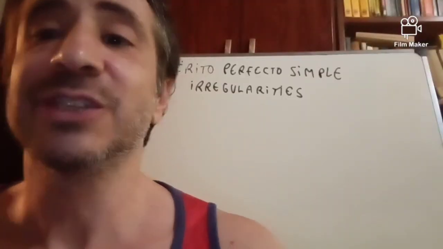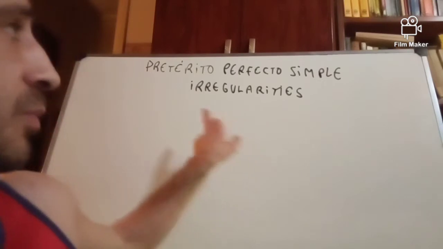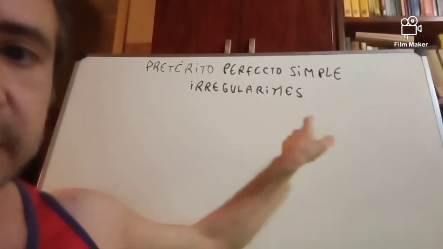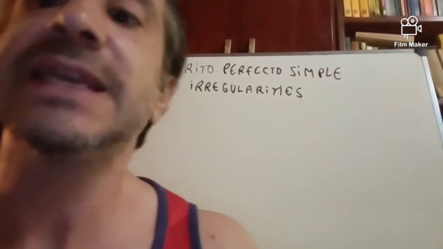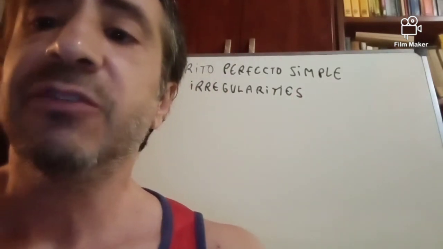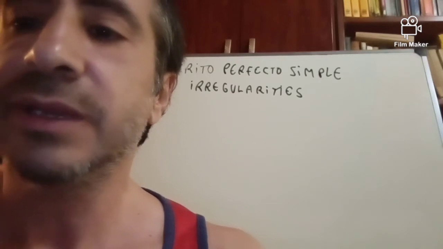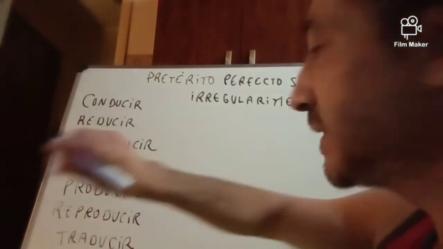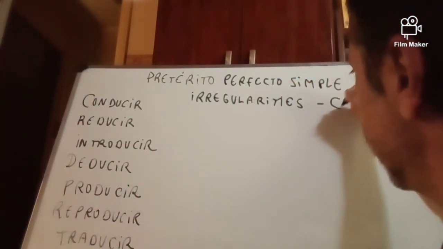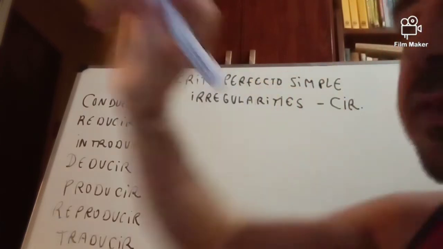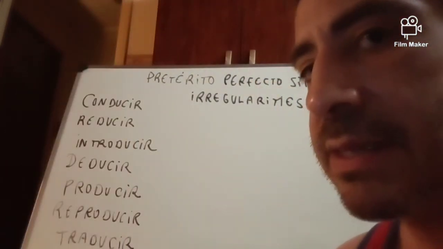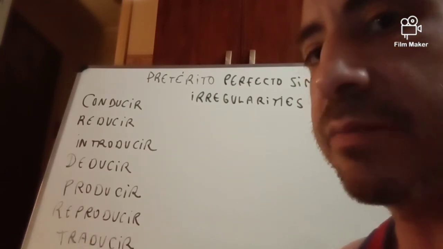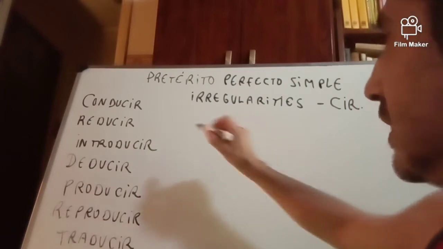Hello everyone, today we are going to see pretérito perfecto simple, irregularidades, irregularities in what you call the simple past in Spanish. And finally, at the end of the video, an idiom. There is an important group of verbs ending in -cir that are irregular both in the present and in the past. We've already seen the present, so now let's see the pretérito perfecto simple.